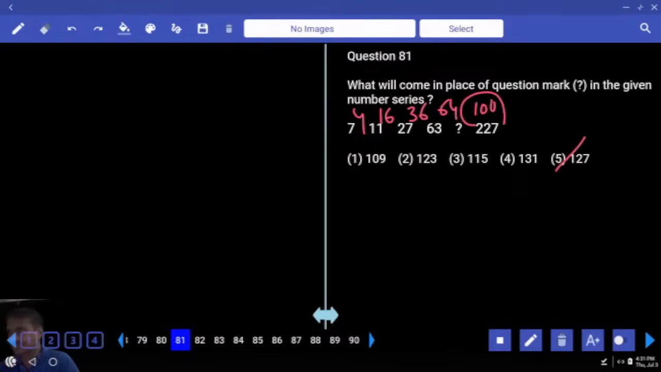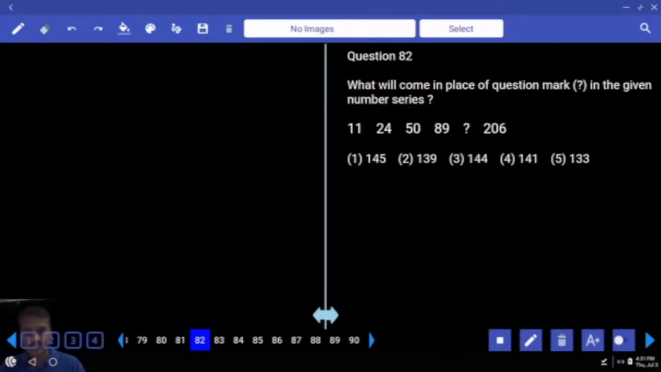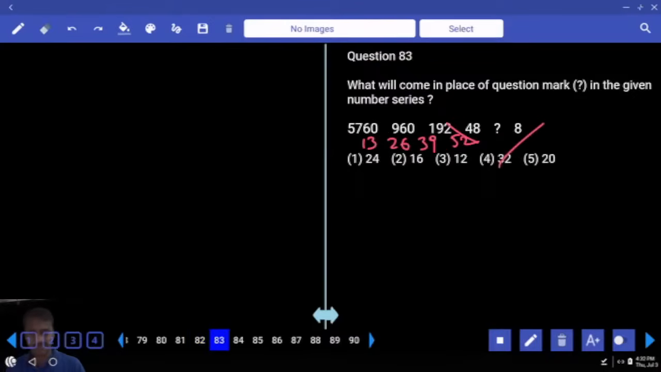Then squares of even numbers are added. 2 square, 4 square, 6 square, 8 square, 10 square. Then 82. Now 11 and 24, difference is so much? 13. Then 13. 24 and 50, 26. And 50 and this one, 39. What are these numbers? 13 into 1, 13 into 2, 13 into 3, 13 into 4. And that is 52. Now 89 plus 52. 2 plus 9, last digit 1. Choice 4.